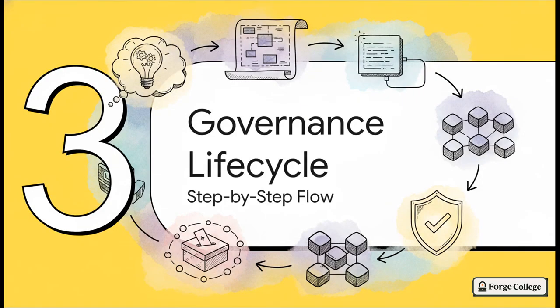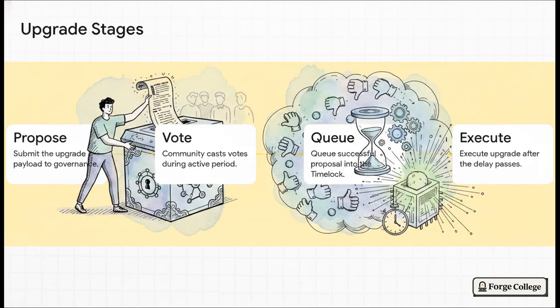Now for Section 3, the governance lifecycle. The upgrade flows sequentially through these four incredibly strict stages. First, someone proposes the upgrade payload. Second, the community casts their votes during an active voting period. If it actually passes, Step 3 is queuing that successful proposal into the timelock. And finally, Step 4, executing the upgrade after the delay has officially passed. By forcing every single change through these stages, we make sure everything is predictable and highly auditable.